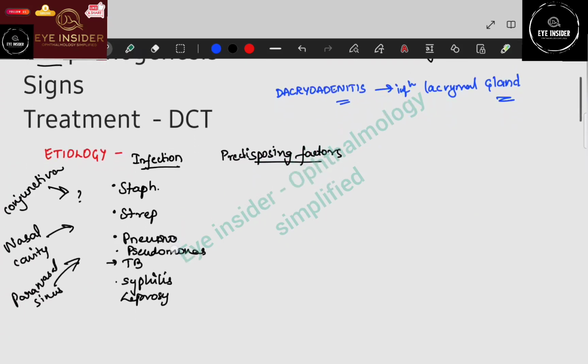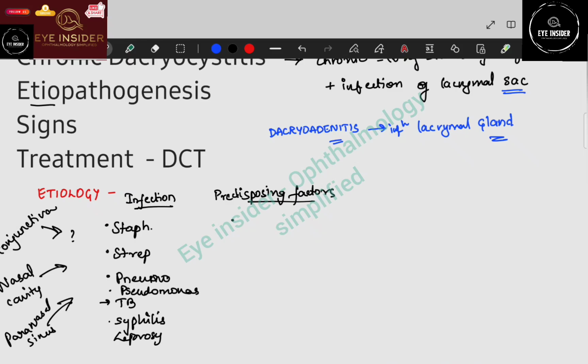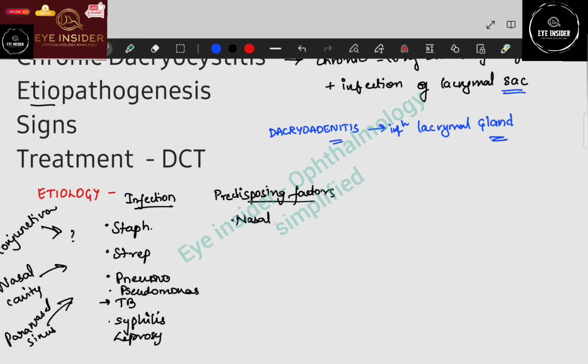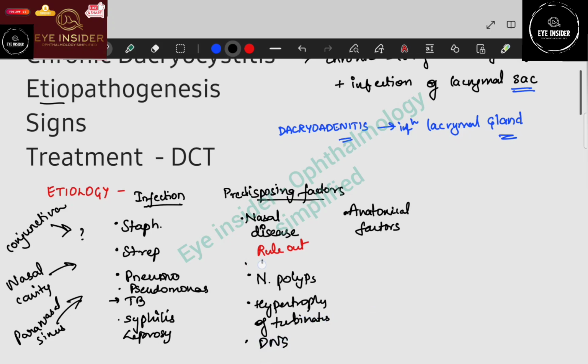The predisposing factors to get infected can be reduced immunity, nasal diseases, and some anatomical factors, right? So we need to rule out nasal diseases such as nasal polyps, hypertrophy of turbinates, severe deviated nasal septum, atrophic rhinitis, etc. We need to rule these out first.